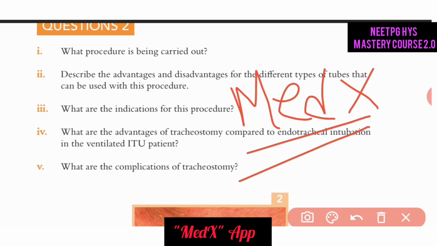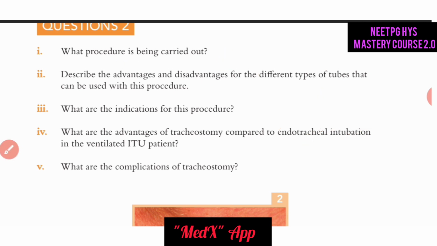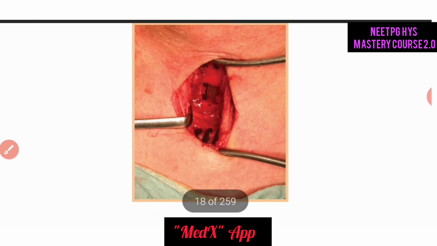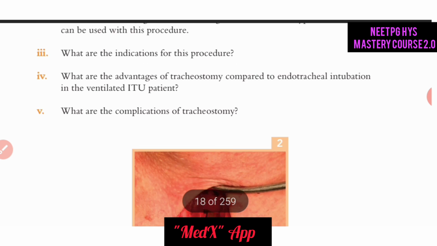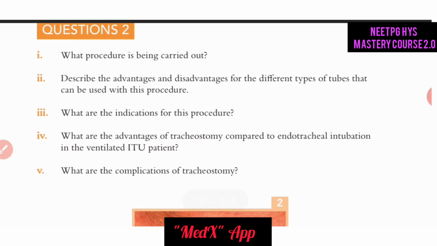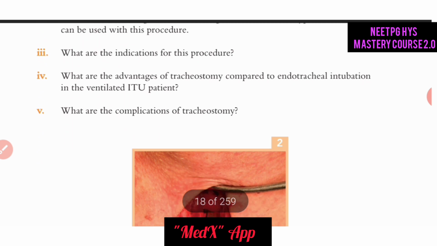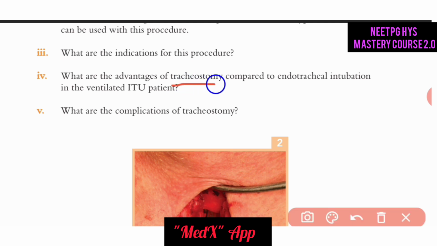Now what is the procedure being carried out, and the different advantages of the tubes. So before moving to tubes, you should identify what the procedure is. So this is a tracheostomy being done, right? Now the second is different types of tube, their advantages and disadvantages. Indication of tracheostomy, advantages compared to endotracheal intubation in a ventilated ITU patient, at which day or before which day you should do tracheostomy in a long intubated patient, and what are the complications.